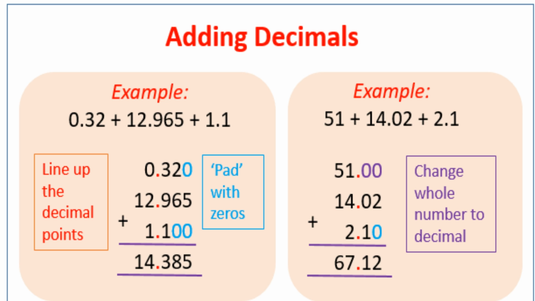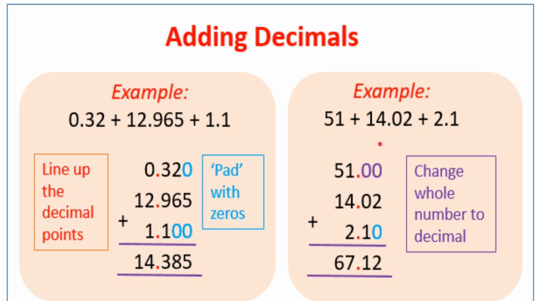So that carry is added. That goes to the left, to the whole part, right? So 1 plus 2 plus 1, that becomes 4. Then finally you have in the 10th place 1. So the answer for this is 14.385. 0.32 plus 12.965 plus 1.1 is 14.385.